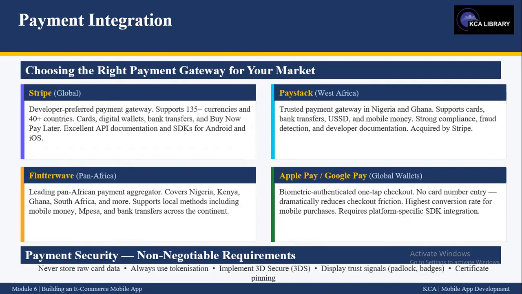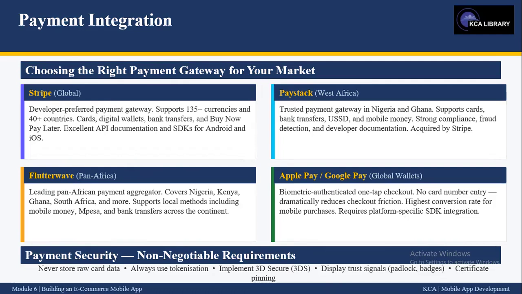Paystack, West Africa. A trusted payment gateway in Nigeria and Ghana. Supports cards, bank transfers, USSD, and mobile money. Strong compliance, fraud detection, and developer documentation; acquired by Stripe. Flutterwave, Pan-Africa. A leading Pan-African payment aggregator, it covers Nigeria, Kenya, Ghana, South Africa, and more. It also supports local methods, including mobile money, M-Pesa, and bank transfers across the continent.